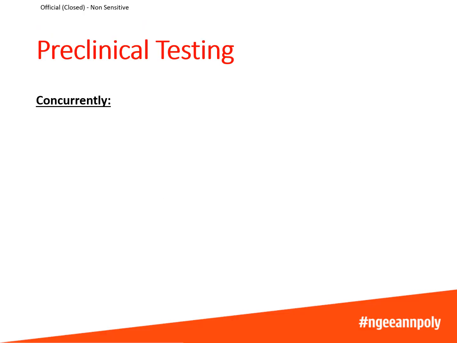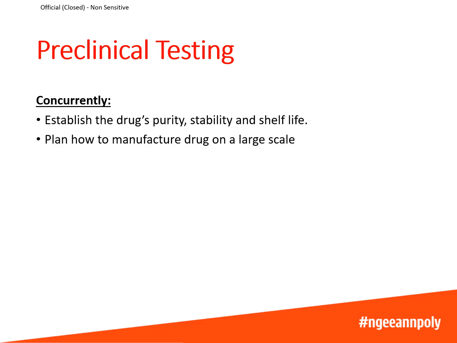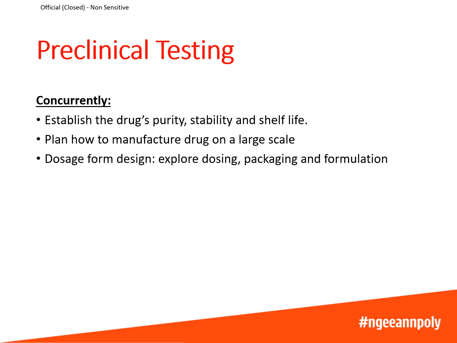During preclinical testing, the manufacturer will also need to do other concurrent studies, such as chemical studies to establish the drug's purity, stability, and shelf life. The manufacturer also needs to plan how to scale up production to prepare for clinical trials and eventual distribution if the drug is approved. Dosage form design, for example, will this drug be formulated as a tablet or injection or inhaler, etc.